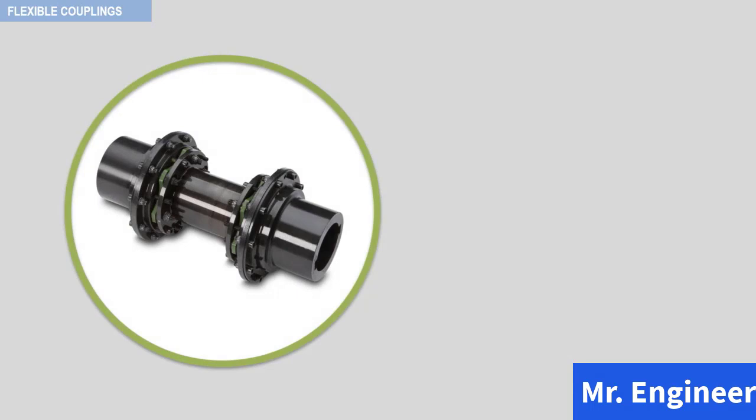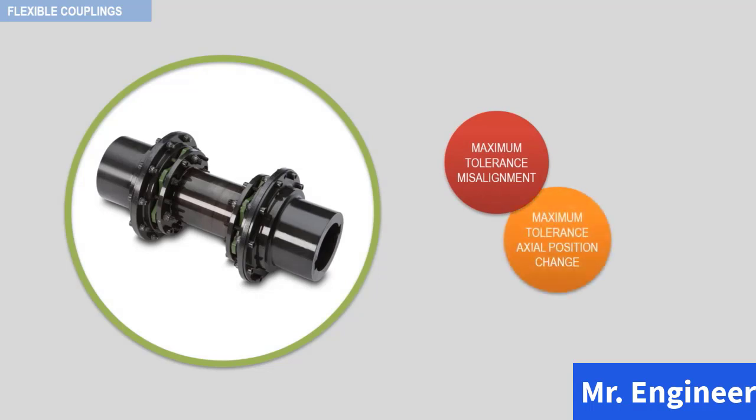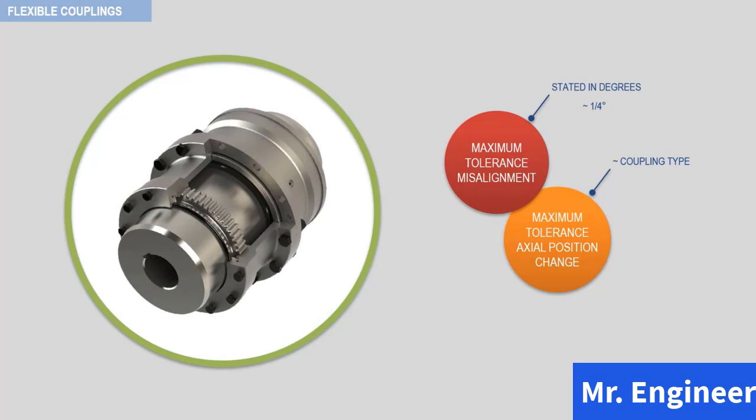Now, each coupling type has a maximum tolerance of misalignment and a maximum tolerance of axial position change that is noted on the coupling drawing. Regardless of coupling type, misalignment tolerance is stated in degrees and is usually as seen here. Axial position change tolerance varies with coupling type. Flexible type couplings, as the one seen here, have a lower axial position change tolerance compared to gear element types depicted here. We will see this in detail in the next couple of videos.